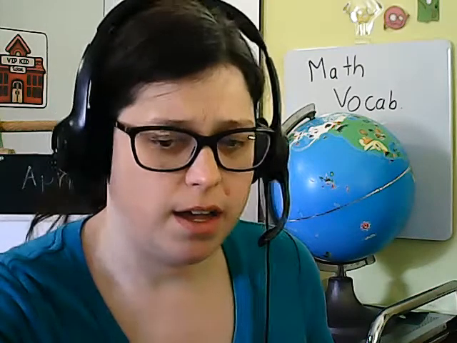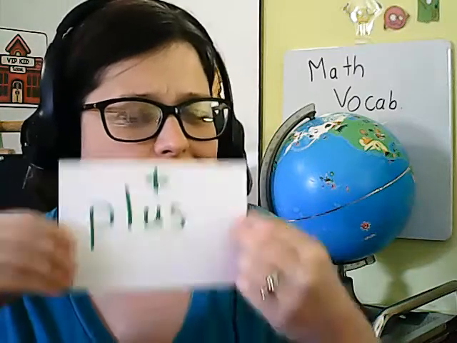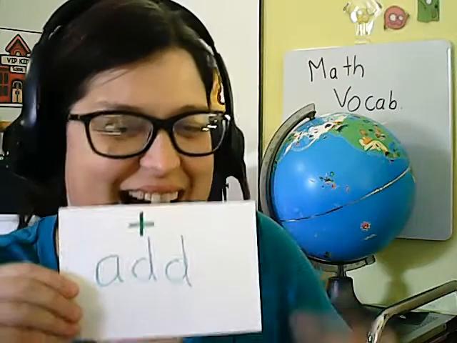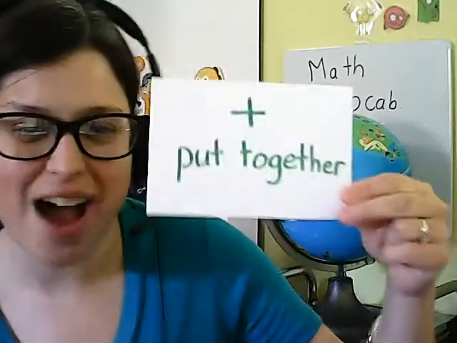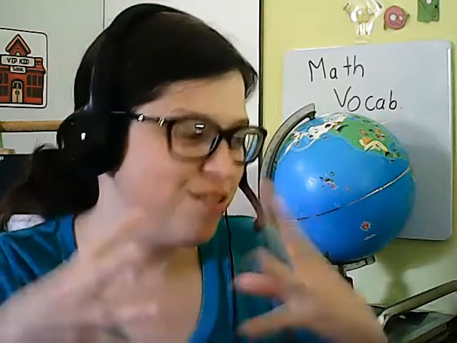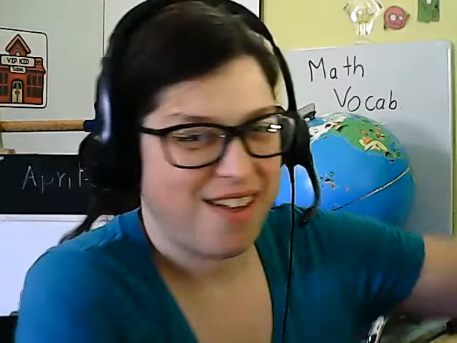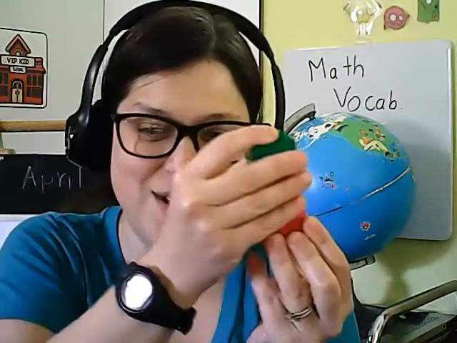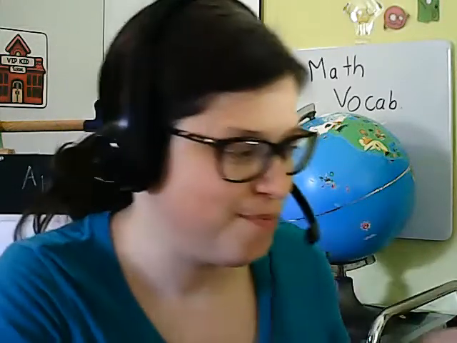Some of the vocabulary words that we've been talking about when adding are plus, of course there's my plus sign, add, or put together. I'm literally taking two amounts and putting them together to make more. Let's say I have 3 Lego bricks and I put one more on it. I have just added or put together.